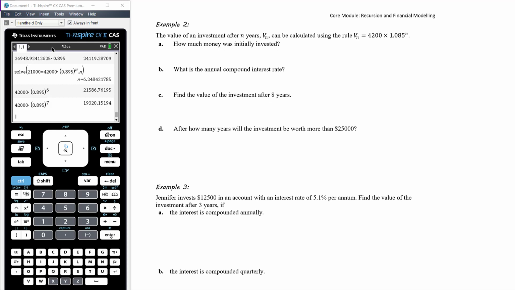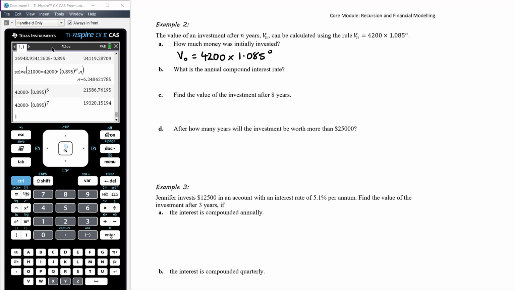Alright, example 2, the value of an investment after n years, Vn, can be calculated using the rule Vn is 4,200 times 1.085 to the power of n. How much money was initially invested? Now, we could work out V0 if we want, but we really should be able to see from the rule what the initial investment is.